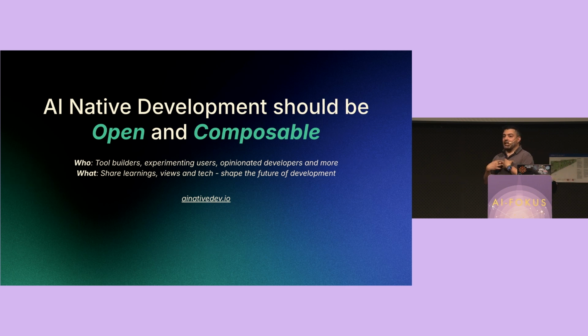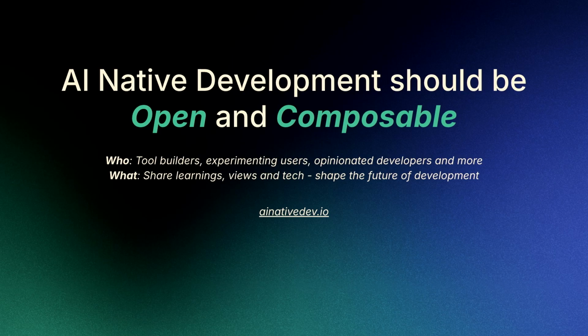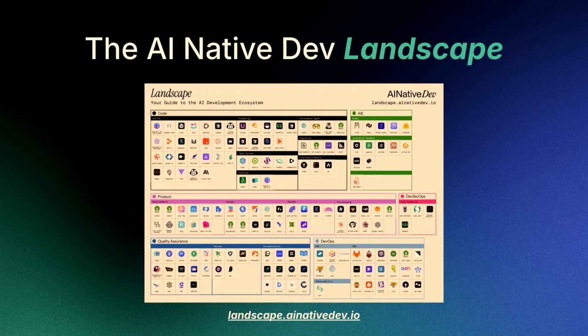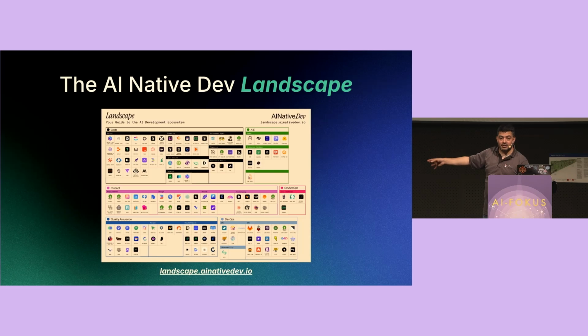At Tessel, we're not trying to build every single component of this. We're trying to build an ecosystem where different vendors, different tools, different open source folks can come in and create steps, create value in this space. In fact, if you go to landscape.ainativedev.io, which is the community, we're building out what we're calling the AI native dev landscape, which is as full a set as we can of AI dev tools across the SDLC that help developers build software.